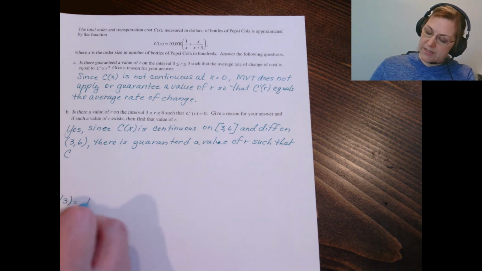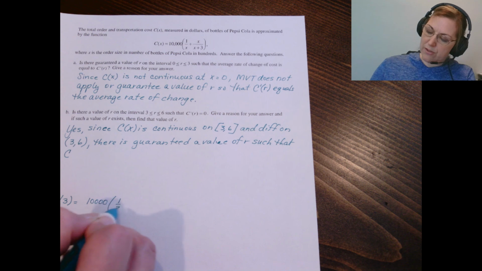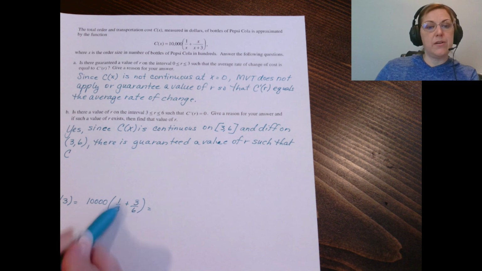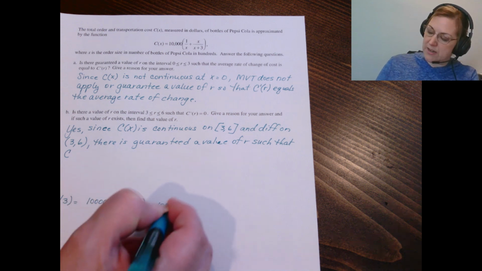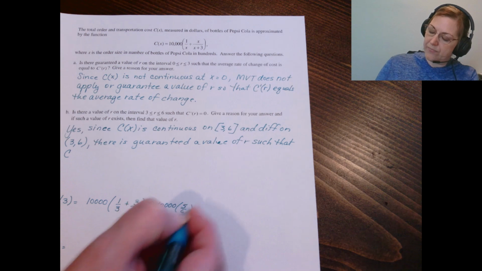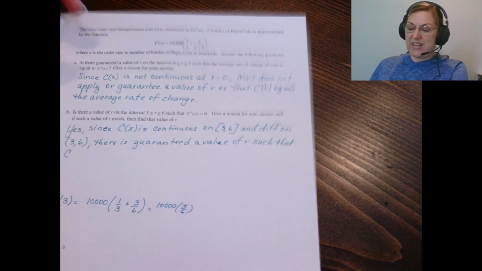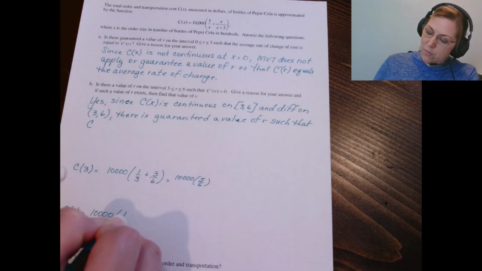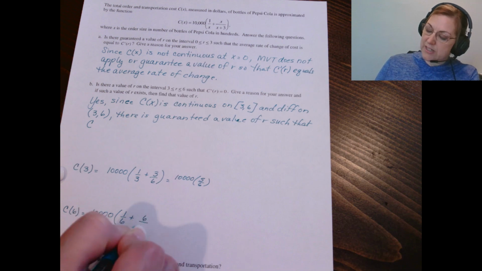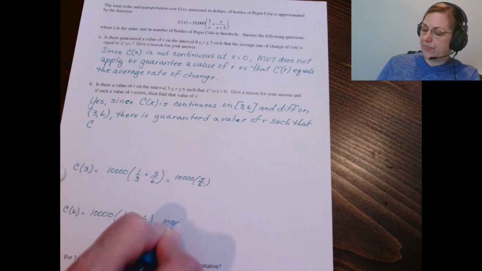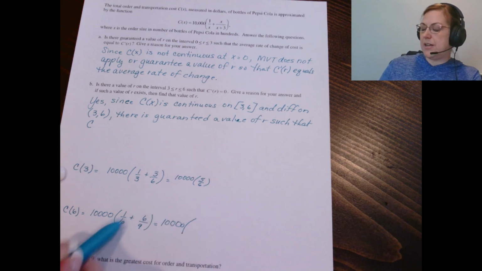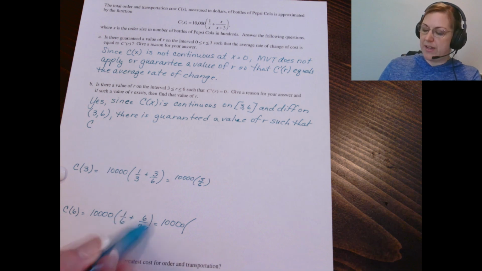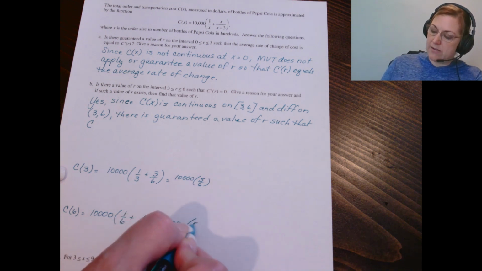C of 3 would be 10,000 times 1/3 plus 3/6. So let's see, 5/6, so 10,000 times 5/6. I'll reduce that here in a minute. Let's do C of 6 now. That's 10,000 times 1/6 plus 6/9. Let's see, 18, right? Common denominator. 3/18 plus 12/18 is 15/18, which is 5/6.